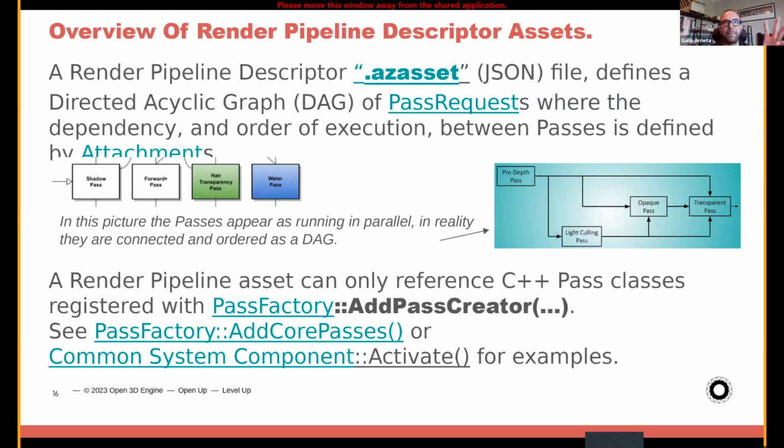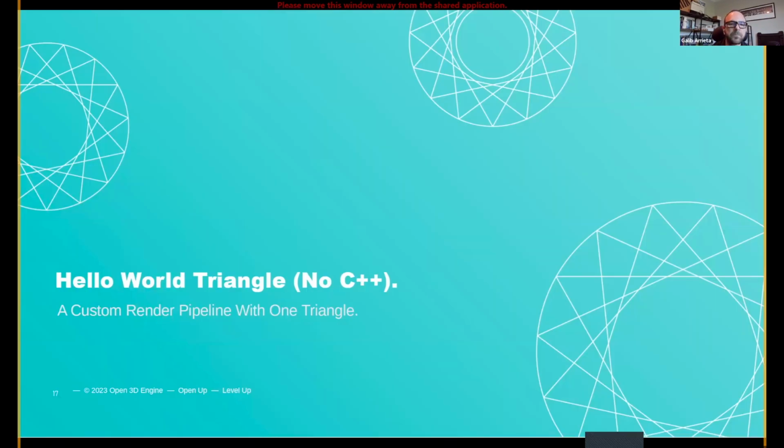Also, because a render pipeline is an asset, this asset is going to reference pass classes. And of course, you can only reference pass classes that are registered with the renderer. To know what pass classes are available, you look for PassFactory AddPassCreator. As an example, you look for PassFactory AddCorePasses. By grepping those strings, you can figure out all of the passes that are registered and that you can leverage in your render pipeline assets.